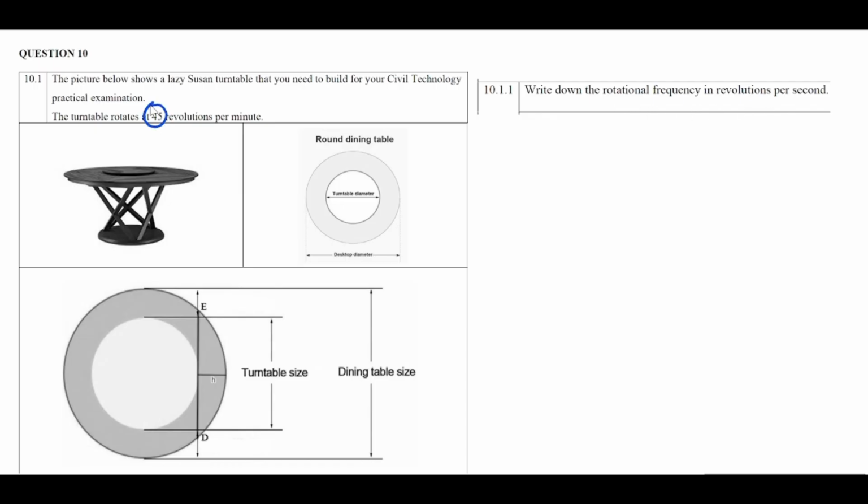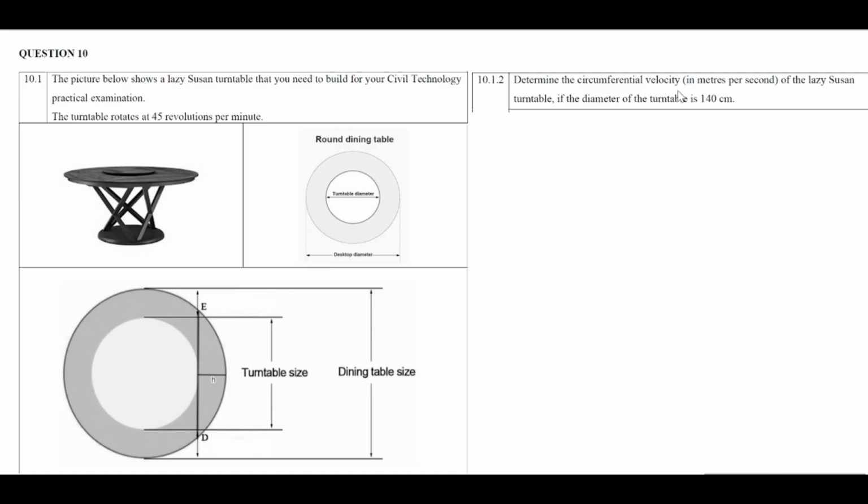You are given 45 revolutions per minute. So when you convert them, you take 45 and then you divide it by 60. You put that in your calculator, it is going to give you 0.75. That is a conversion from revolutions per minute to revolutions per second.